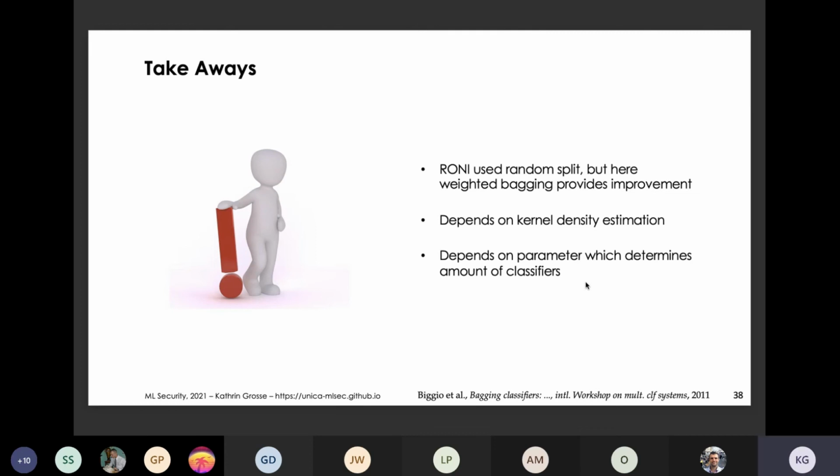But this is also at the same time a sort of disadvantage, because it depends on the kernel density estimation. And technically, an adaptive attack here would be to insert a point that is highly poisonous but is added in an area that the density estimation considers high density. So there is this really important component now. And the other parameter that we saw implicitly in the previous plot is that the success of the defense also depends on how many bagging classifiers we use, where more is better. So we have this parameter that we need to tune as well.